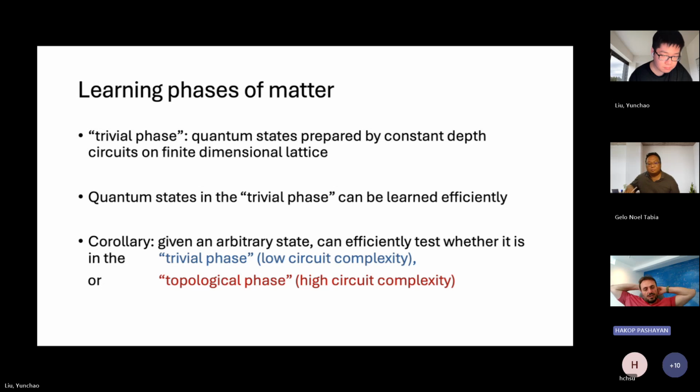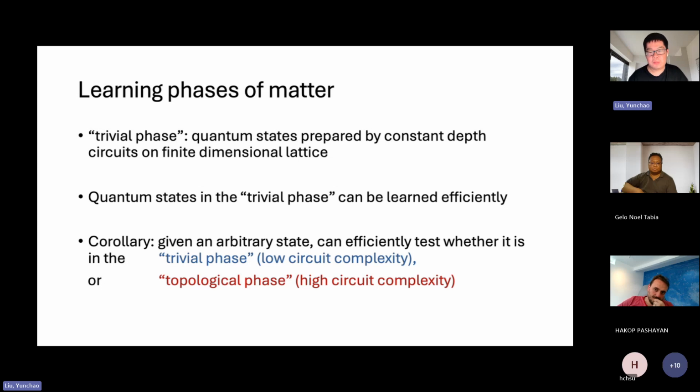So just for the learning, I guess you would try to learn it and then take your learned state and do a swap test or something, and if the swap test is always passing, then you've learned the state. Otherwise, it's topological or something. Yeah, that's a good idea.